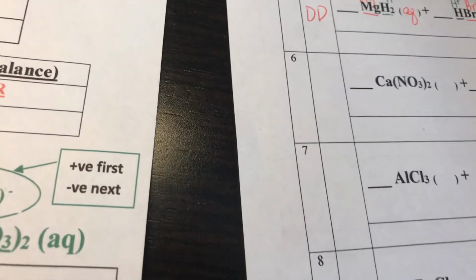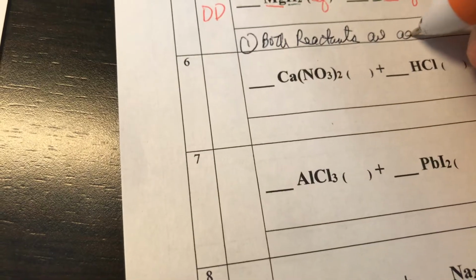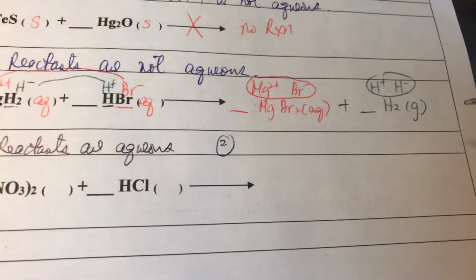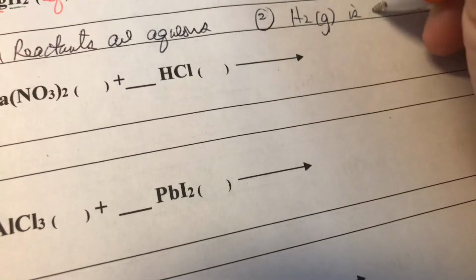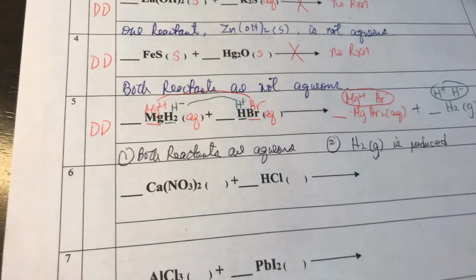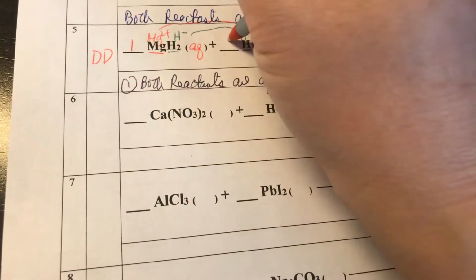So we got to write the reason. Number one, the black pen, number one, both reactants are aqueous. Okay, both reactants are aqueous. And then number two, I form my H2. Okay, H2 is a gas, H2 is a gas produced. Okay, so based on these two, the reaction takes place. So put a check mark on it, and then we got to balance them. The balance coefficients would be 1, 2, 1, 2. Okay, and finally I'm going to do one more.